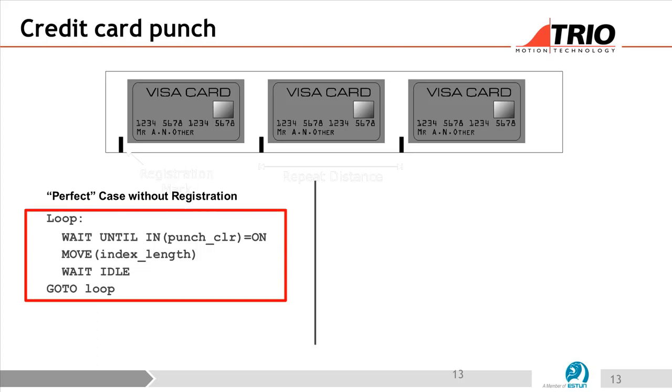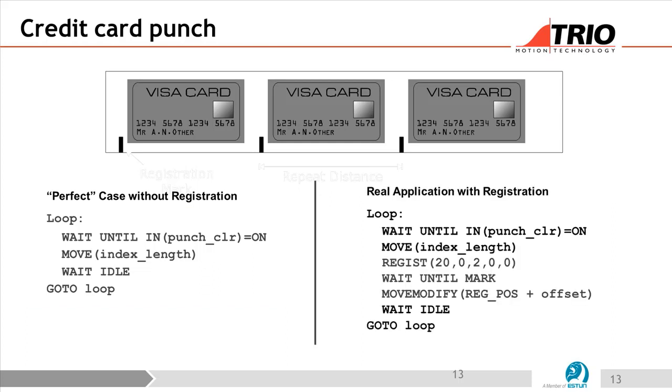Not the real world, of course. The machine won't be perfect, and even with a laser measurement system, I don't think you could perfectly measure the distance between the marks. So we can add some code onto that, which is another 3 lines doing Regist 20, wait until mark, move modify. So we've got move modify plus an offset, and that's just to allow for the offset between where the sensor's placed compared to the machine.